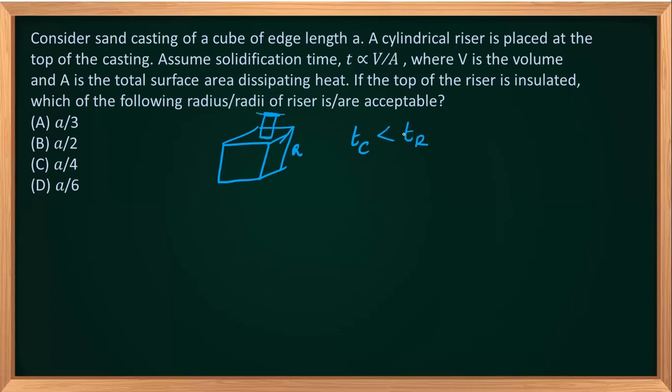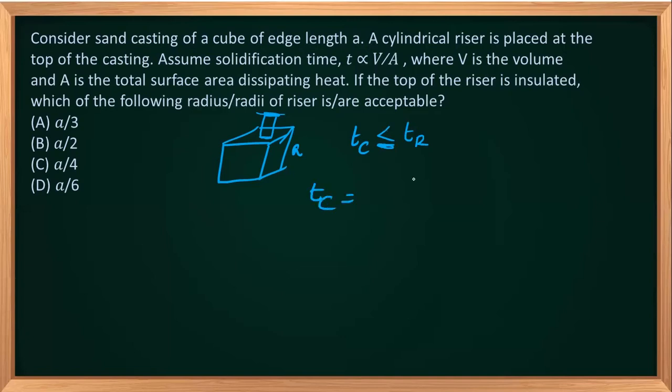So the riser should only solidify after your casting has fully solidified, right? Sometimes you can say that an equal constraint can also be put. We will see whether to put it or not. For the sake of it, we will put it. It's purely greater. Fine.